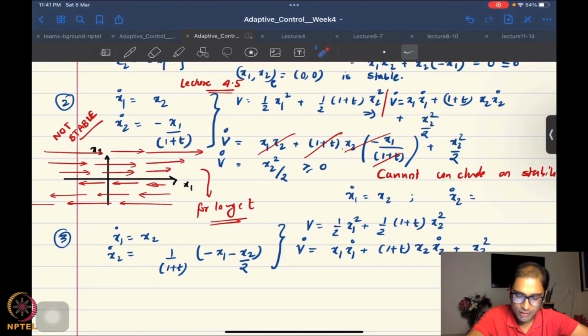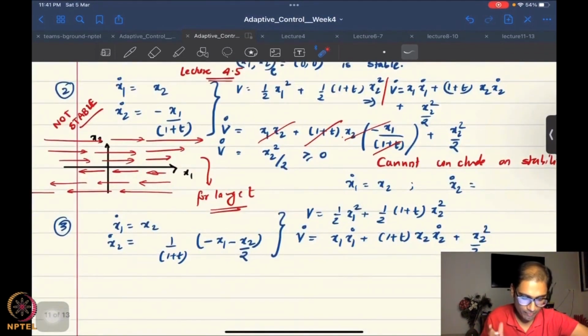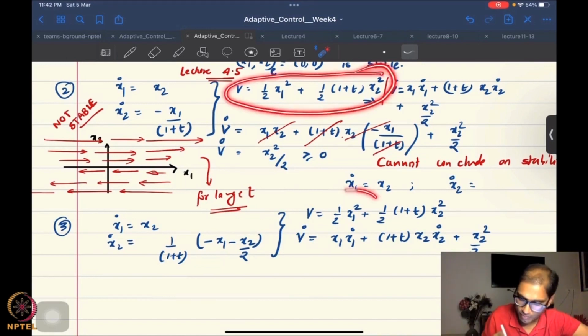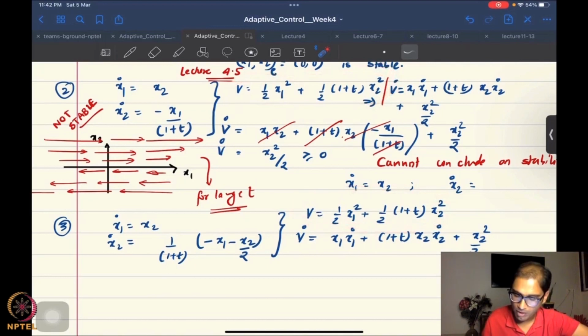Next, we constructed a sort of concocted modified version of this. And what is this modified version? In this case, you have x1 dot is x2, x2 dot is the same, minus x1 over 1 plus t, but I have now added minus x2 over twice 1 plus t. This is sort of a trick, if you may. And I choose the same candidate Lyapunov function as here. It's the same function. What happens?